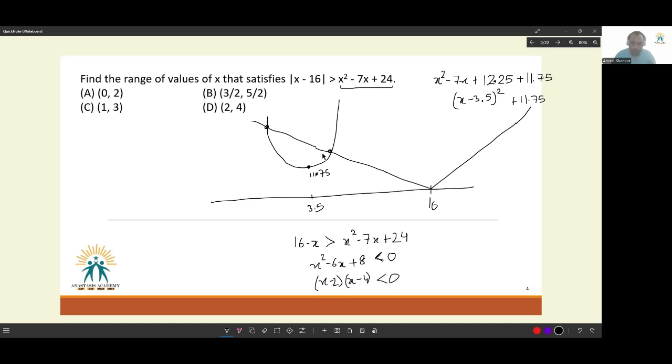The two critical points we have identified are 4 and 2. Anything within this range would be acceptable because beyond this range, the quadratic function is higher. Only within this range is the modded function higher. So the 2 points are 2 and 4, which leads us to the correct answer of option D. I am partial towards graphing, and therefore I solved it this way.